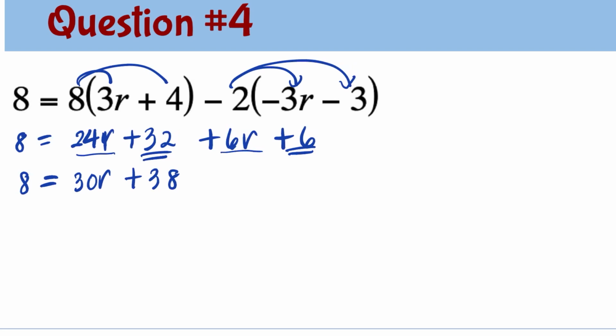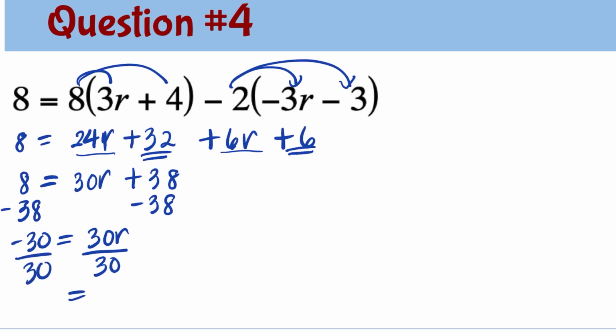And from here, we can do the inverse operations. So the first thing is to subtract 38 from both sides. That's the inverse of positive 38. So now we have negative 30 is equal to 30r. And what's the last step? Dividing by 30. So dividing both sides by 30, we now have negative 1 is equal to the r value.